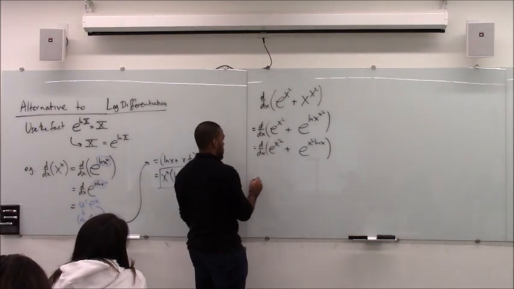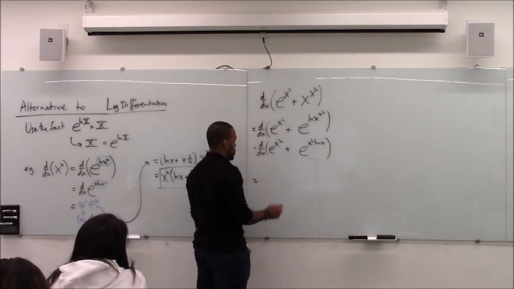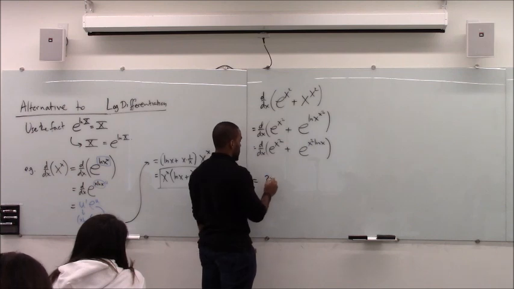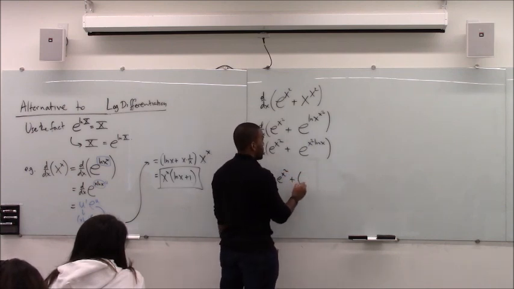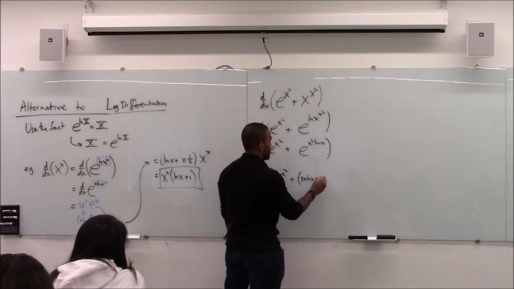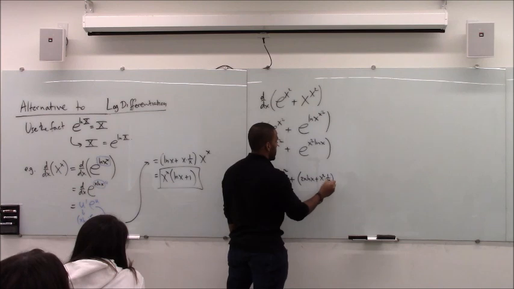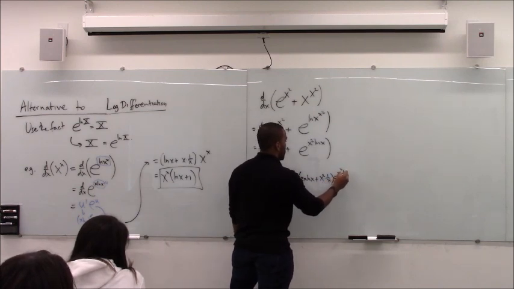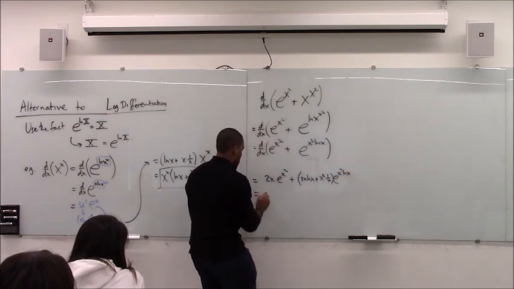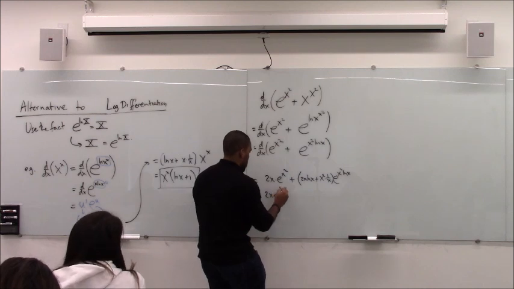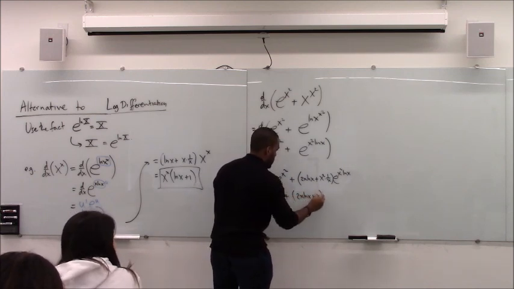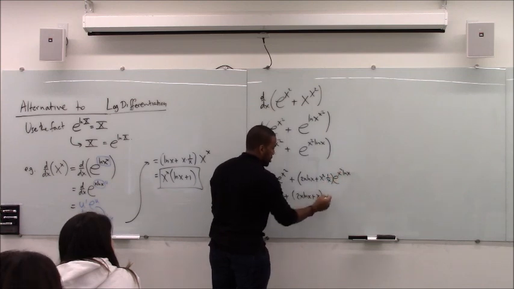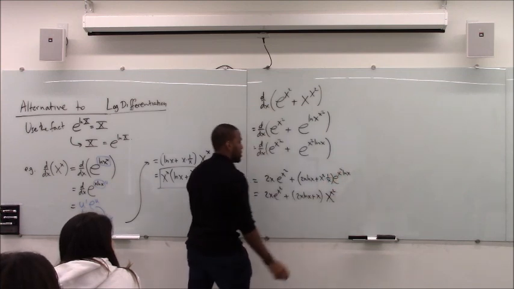And now I just apply the e to the u rule, so it's u prime e to the u. 2x times the original function. This one is going to be, well, product rule, 2x ln x plus x squared times 1 over x, times the original function. So this is 2x ln x plus x, times the e to this, which is just another way to rewrite that.